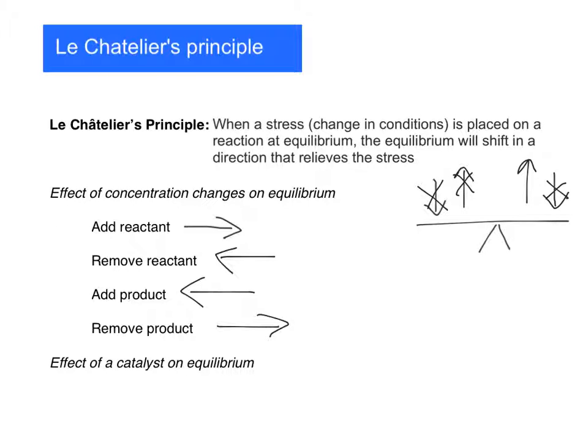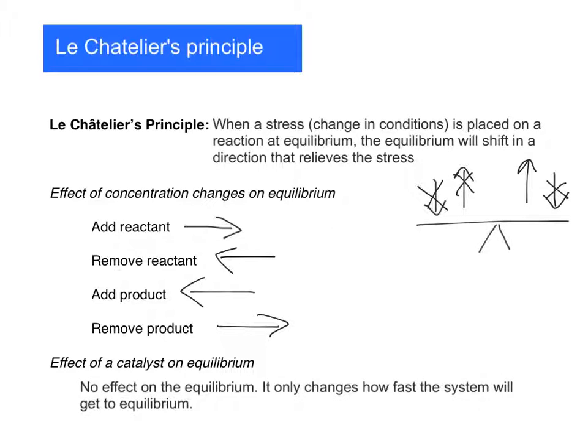All right, the next stress we could add to the system would be if we add a catalyst. All right, and a catalyst, this is one students often get confused, but a catalyst will change the rate of the reaction, but it has no effect on the equilibrium. So all that means is that your system will get to equilibrium faster, but the amount of product and reactant that are present doesn't change.